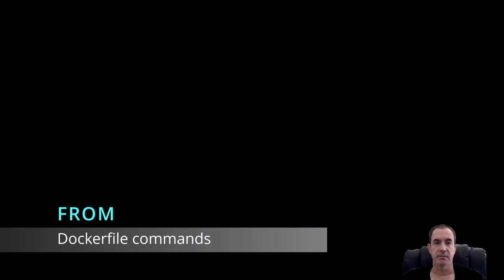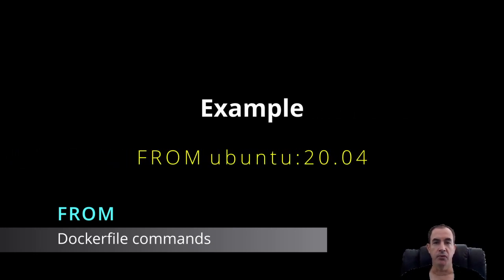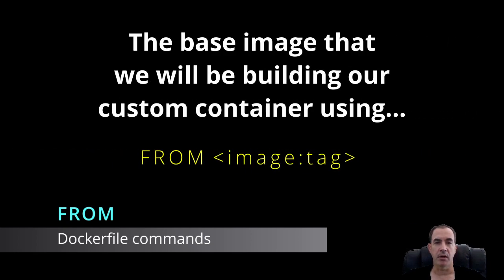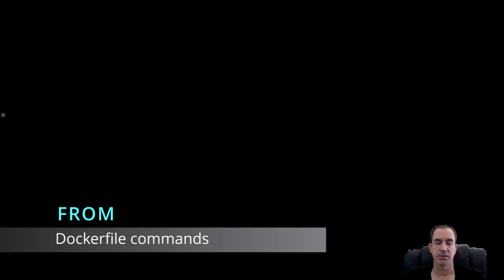So in our case, we'll use Ubuntu as we have been throughout the rest of the series. We're going to say FROM ubuntu, and then the tag, which will be 20.04. What this will do is tell Docker that we want to start our process on top of this base Docker image.